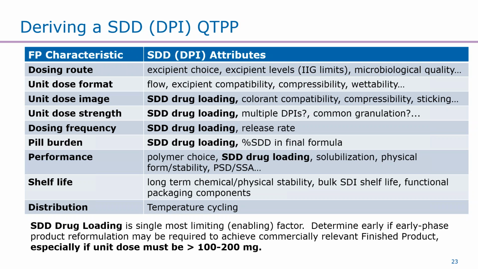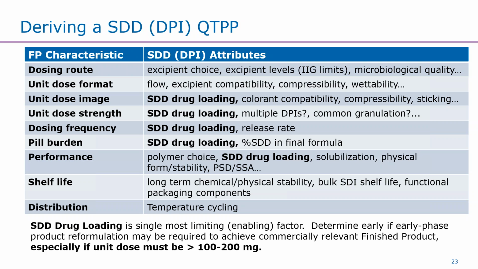We have performance attributes, which, again, can implicate drug loading, but also polymer choice, the extent of solubilization, its physical form and stability, its particle size, and specific surface area. Shelf life has long-term chemical and physical stability requirements. We also have to consider the bulk intermediates, shelf life, and functional packaging components. And then finally, for distribution, typically we'll demonstrate temperature cycling appropriate for the distribution routes.